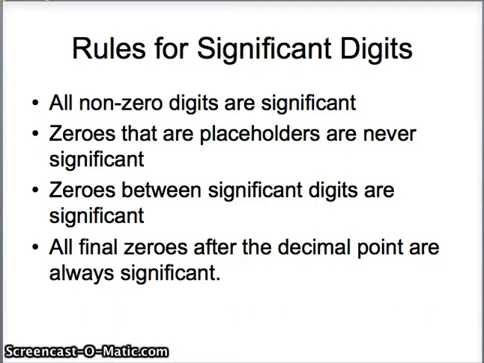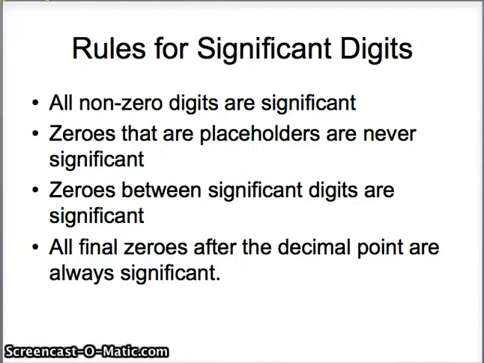Whenever you have a non-zero digit, that means any digit between 1 and 9, it's always significant. When you have zeros that are placeholders, they will never be significant. So if you have the number 100, the 2 zeros are placeholders and they are never significant. Now if you have zeros between significant digits, then those zeros are significant. As an example, 101: that 0 is between 2 significant digits, therefore it makes it significant.